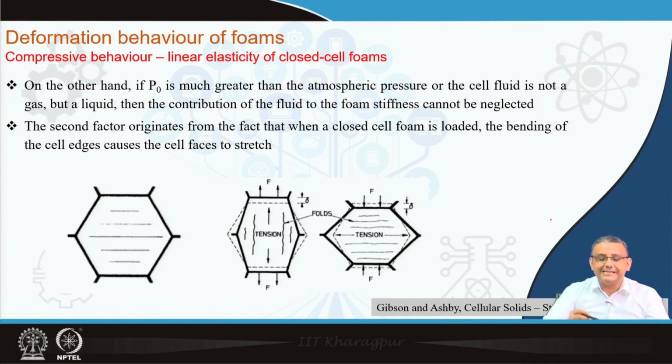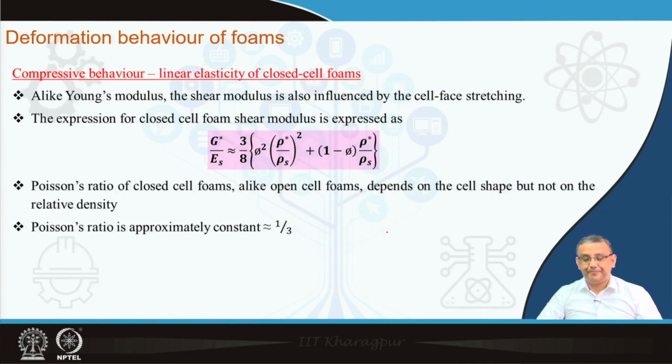In this case, as you can see over here, this is a typical example where, as we apply the force, we not only have the bending of the cell edges, we also have the stretching. That means, depending upon whether we are applying tension or compression, we also have the stretching of the cell faces, and that will provide more resistance to the deformation of the closed cell form, and that will lead to higher strength or higher modulus of the closed cell form with respect to the open cell material.